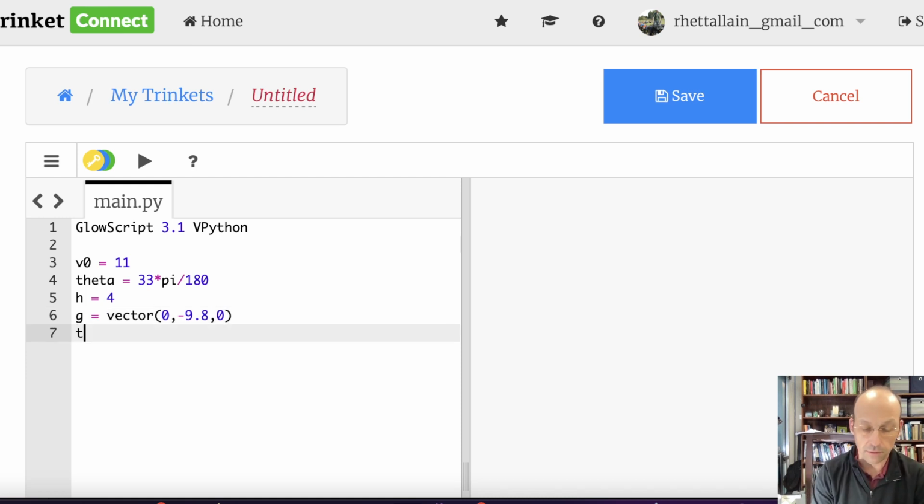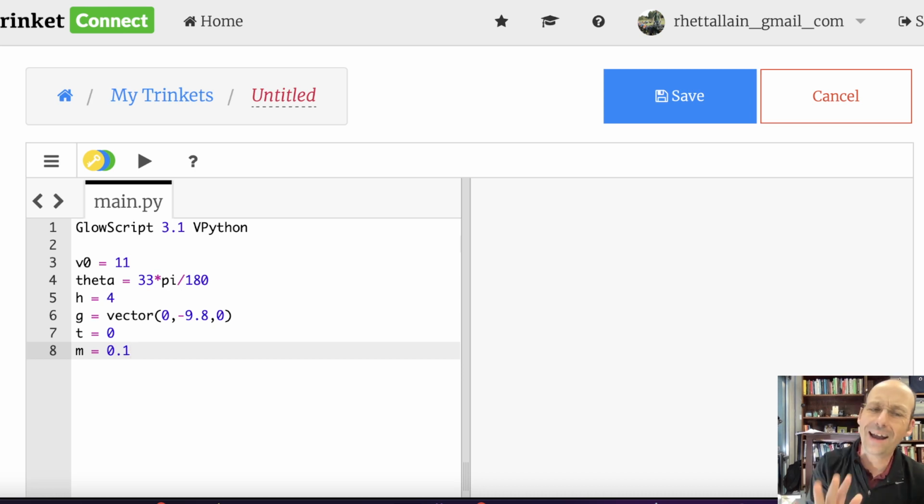T equals 0. Let's see what else. Oh, I'm going to set the mass. The mass equals 0.1. Okay, I actually gave them the mass. I wanted them to do this with the momentum principle, but we're just going to use acceleration. And so I'm going to go ahead and do a numerical calculation.